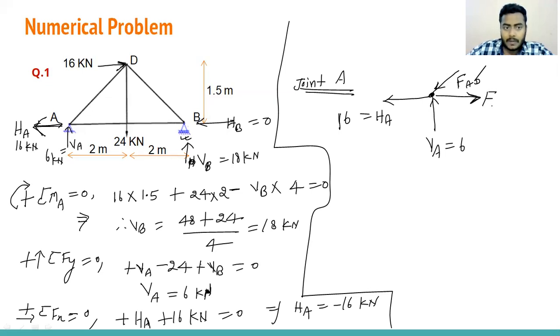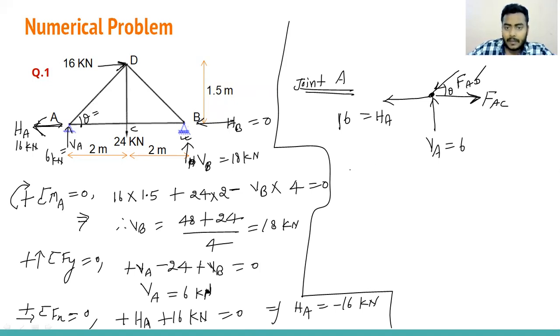This is FAC, right? So this angle we can calculate: theta is tan inverse of 1.5 divided by 2. Vertical is 1.5, horizontal is 2 meter. Right. So this angle is theta.